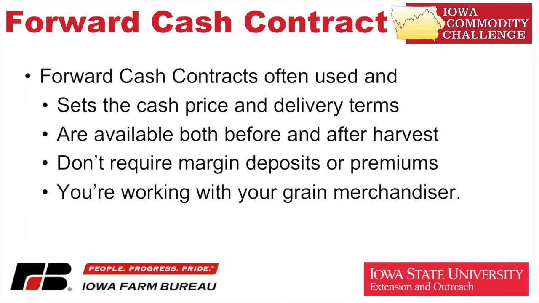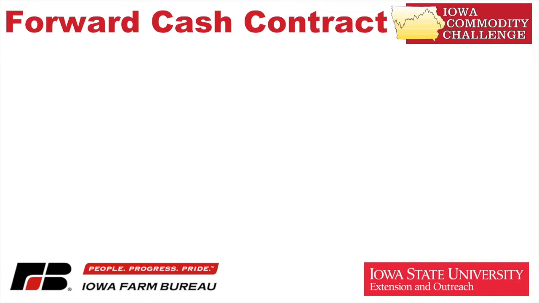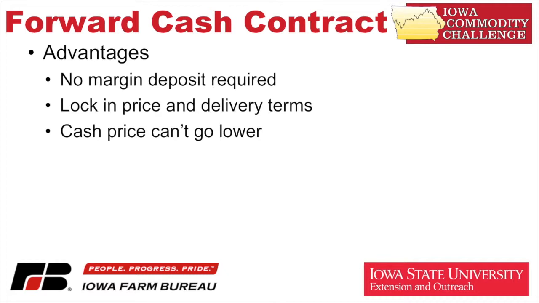Again, they're available for both new and old crop, corn and soybeans. It doesn't require a margin deposit. It doesn't require a premium. In fact, you're working with your grain merchandiser when you're doing forward cash contracts. Forward cash contracts have the advantages of no margin deposit. You lock in the price and the delivery terms, but the cash price can't go lower. So you've locked in at $3.70 a bushel in our earlier example.